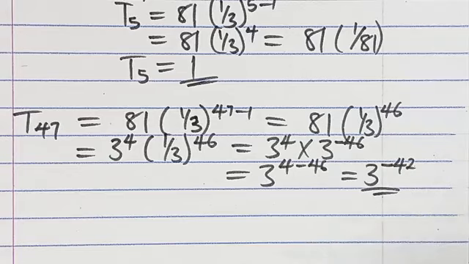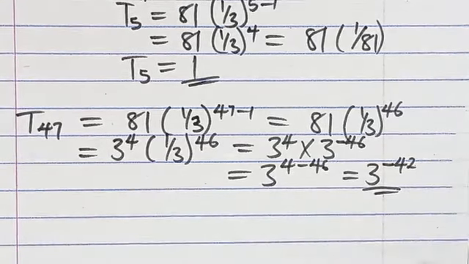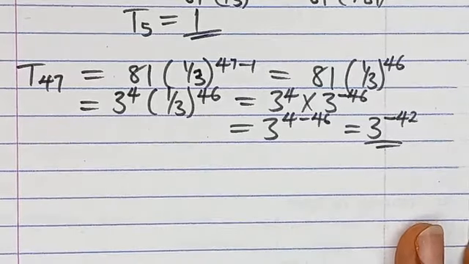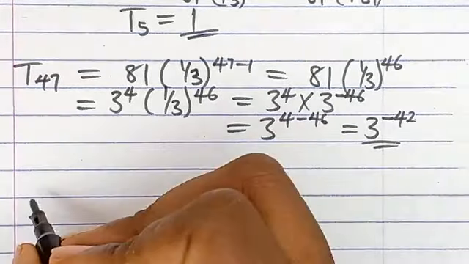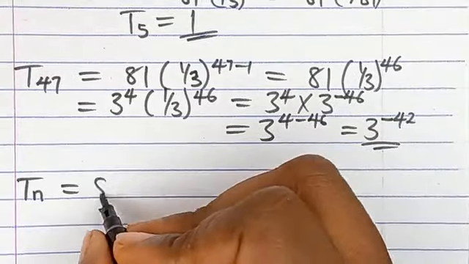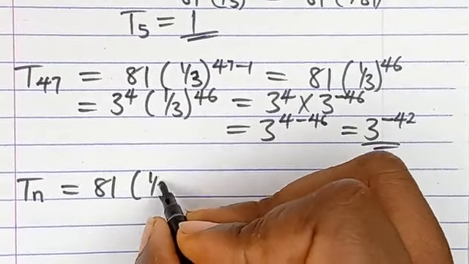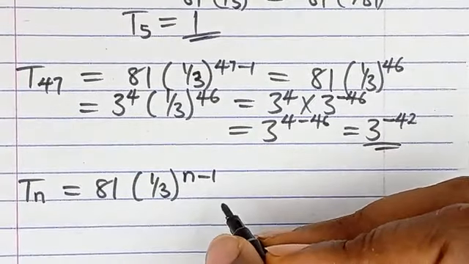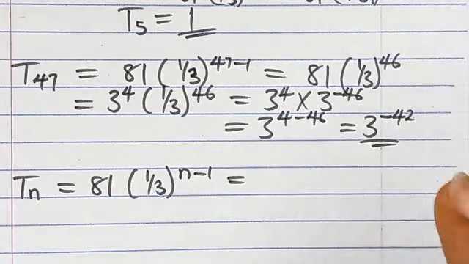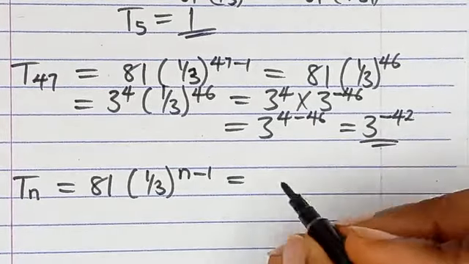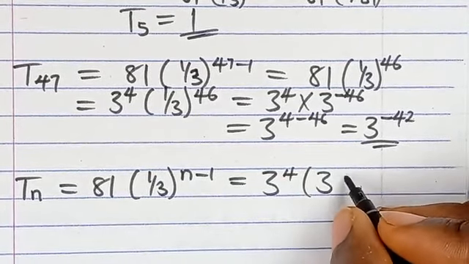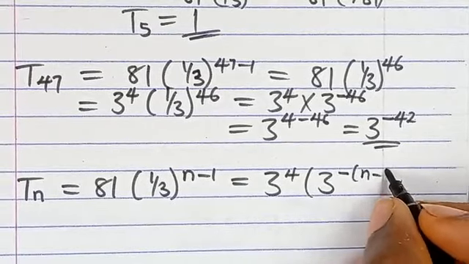So the general term, the general formula, that is whenever you ask for the nth term of a GP, they are actually asking you for the general formula of that particular GP. So the nth term is equal to the first term of this GP, which is 81, the common ratio is 1 over 3, raised to power n minus 1. So let us break all this down to base 3, because we can actually leave our answer in base 3 just like we have here previously. So we have 3 raised to power 4, right? Into 3 raised to power negative (n minus 1).